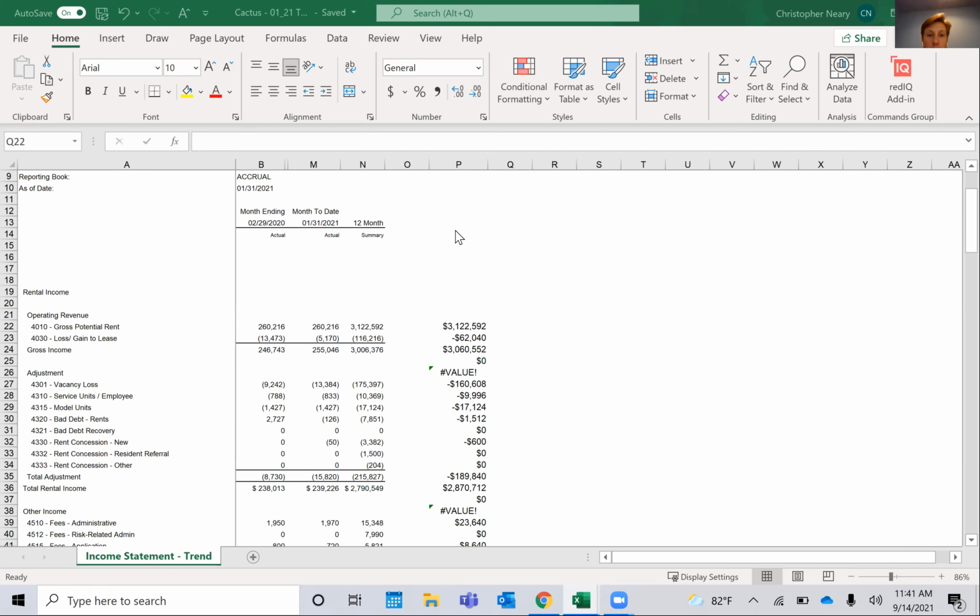I heard the income is 3 months annualized and the expenses kept at T12. No, I think everything's on a monthly basis.